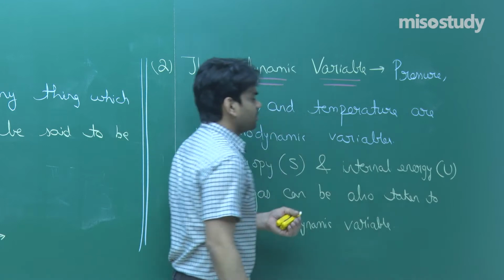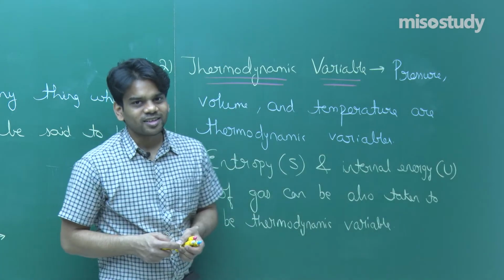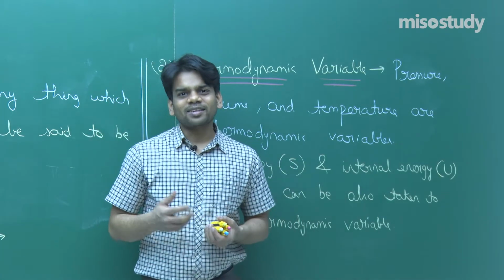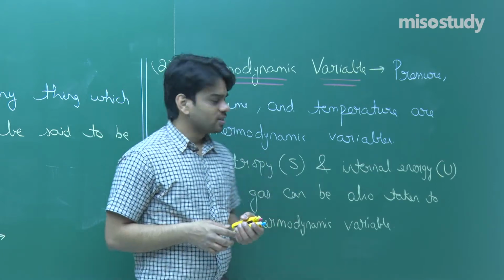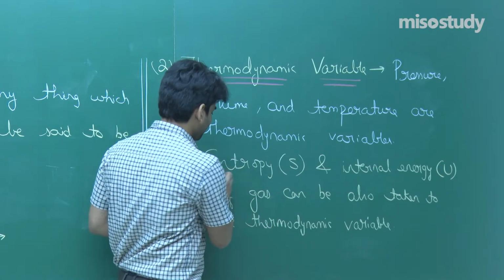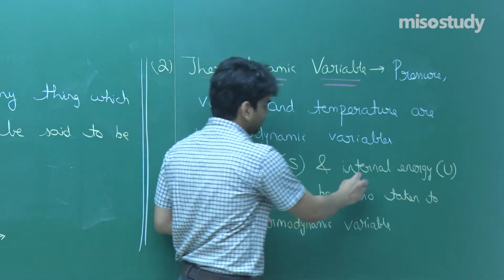Internal energy, you can easily make out, is the internal energy content of a gas, and entropy is the randomness in the gas. We will understand both terms in more detail later on.